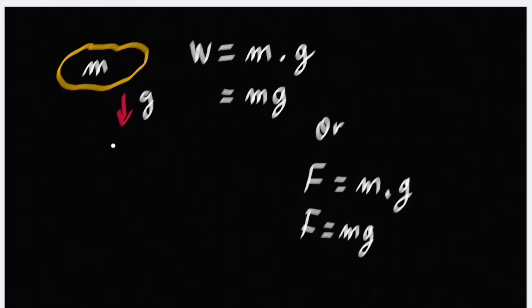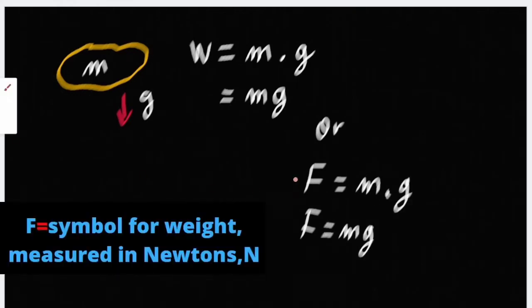F equals the symbol for weight, measured in newtons, N. m equals the symbol for mass, measured in kilograms, or kg. g equals the symbol for gravitational acceleration, expressed as m/s², or meters per second squared.